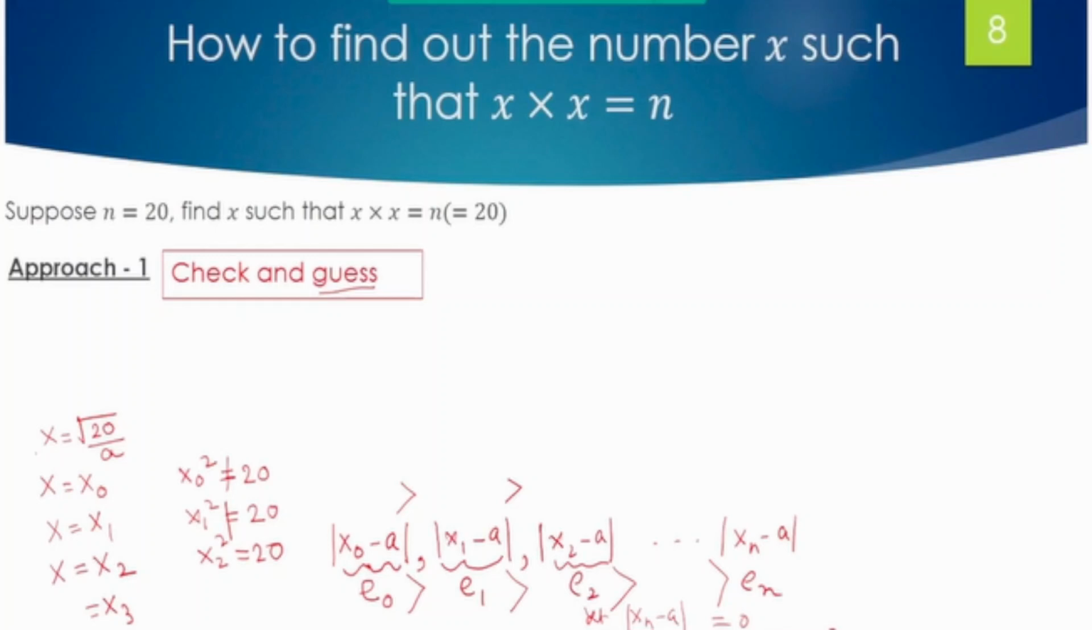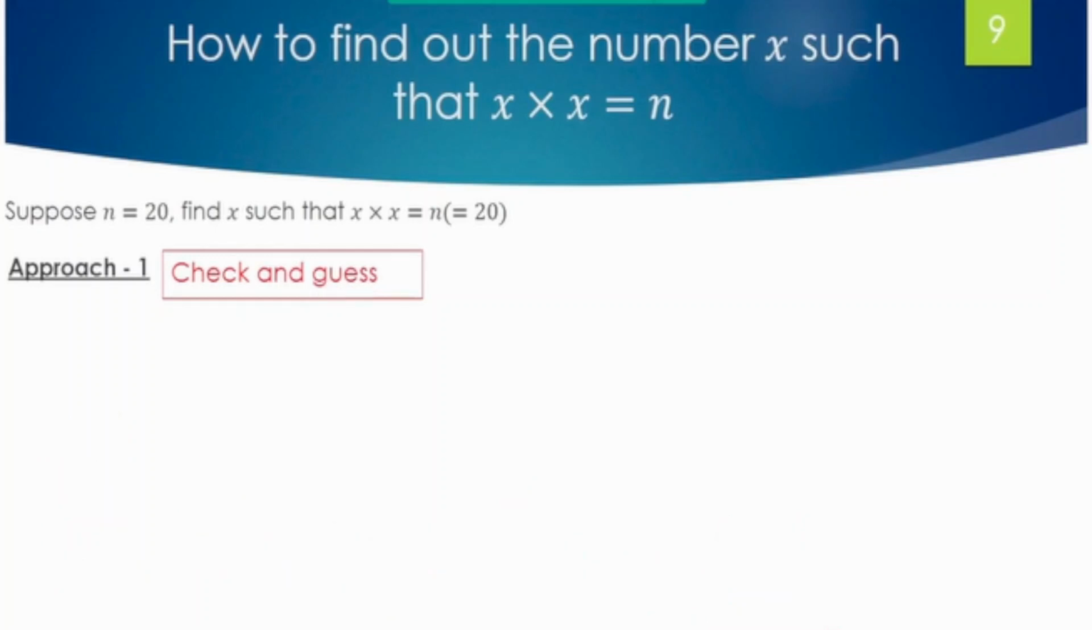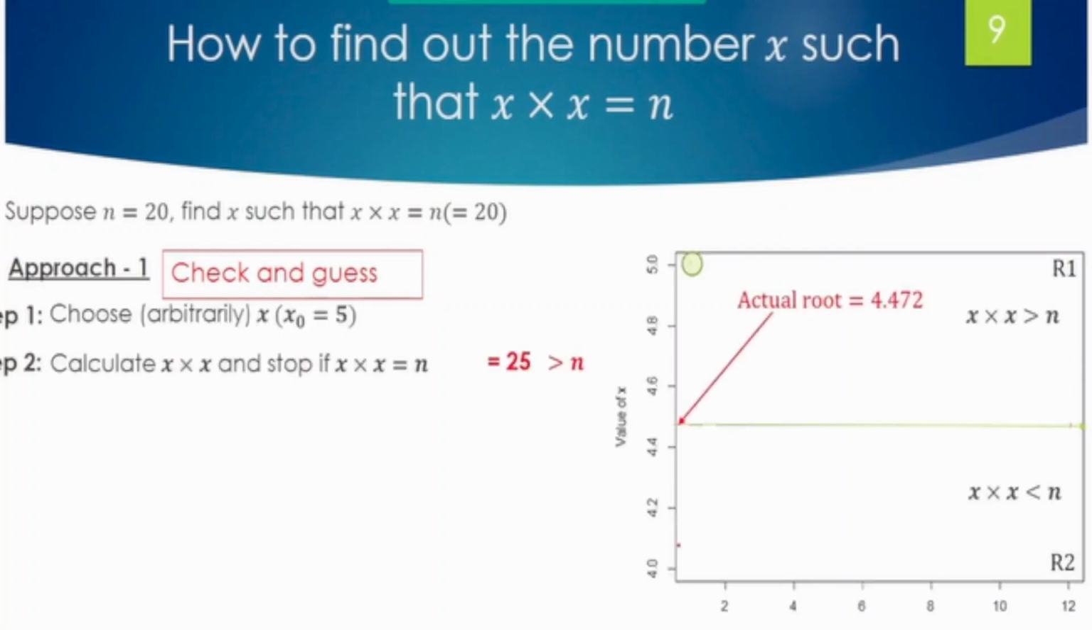So now let's do one thing. We take an example and see how it works. In iteration 1 the value of x is equal to 5. That's what we have seen. Now since this value 5 is in region R1, which satisfies x times x is greater than n, in the next iteration we need to reduce this value so that we can go closer to the actual root, right? So if we are in region R1, then we need to start reducing that value by a certain amount.